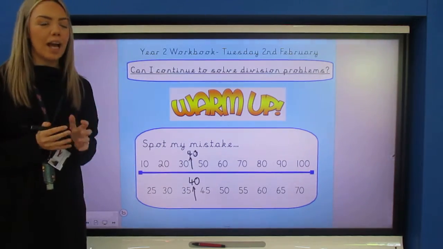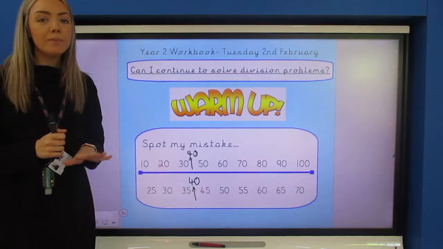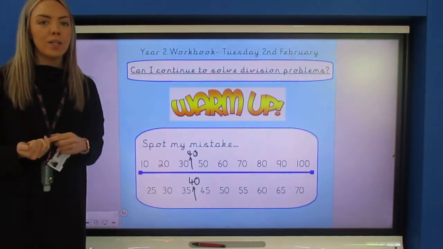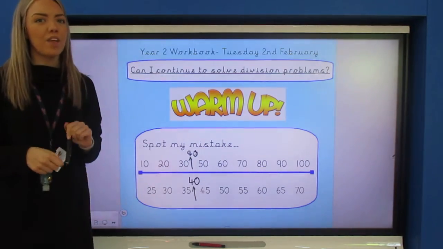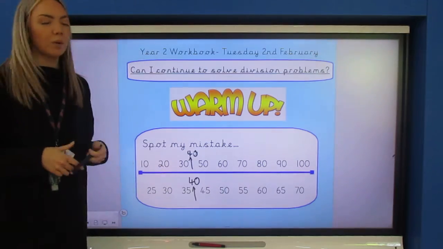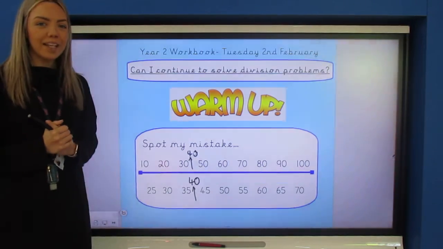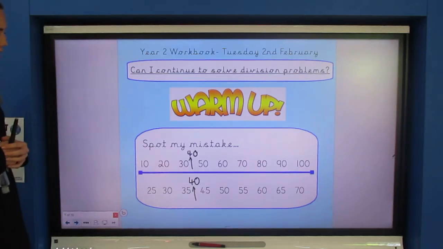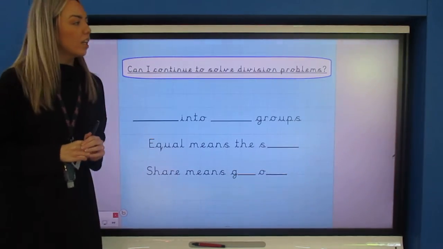Well done. Now our brains are warmed up. Remember, stop and pause, challenge your adult. You write a sequence and miss out a number for them and see if they can spot it as quick as you could when we did mine together. Okay? Excellent. So, moving on then to today's learning.